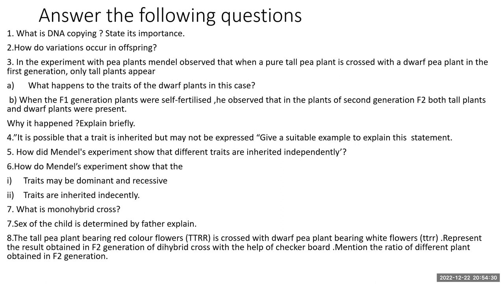Next, what you will do? You will copy these four pairs of alleles as it is to this side. So capital T, capital R, capital T, small r, small t, capital R, small t and small r.